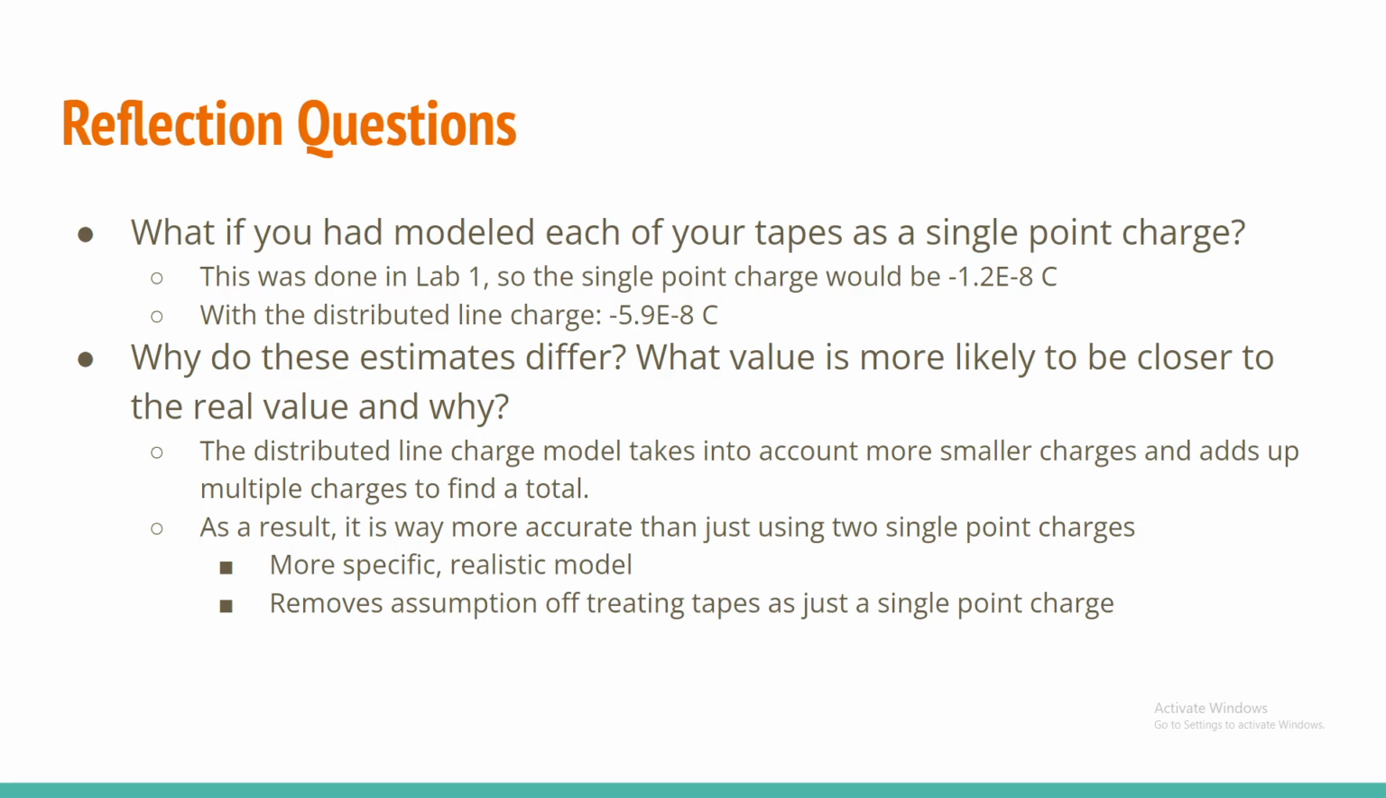These estimates are different because the distributed line charge model takes into account more smaller charges and adds up multiple charges to find a total. And as a result, it's going to be a lot closer to the real value than just two single point charges, because we're using a more specific, realistic model, and we're removing the assumption that the tapes are just a single point charge, and now we have them as a distributed charge, like a line charge model.